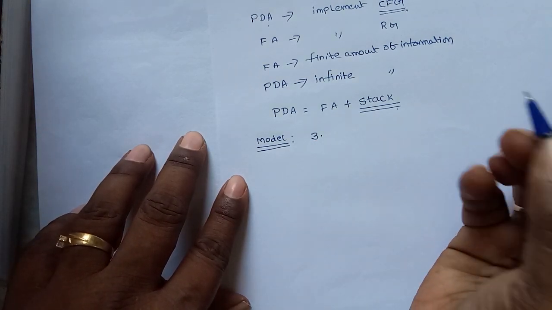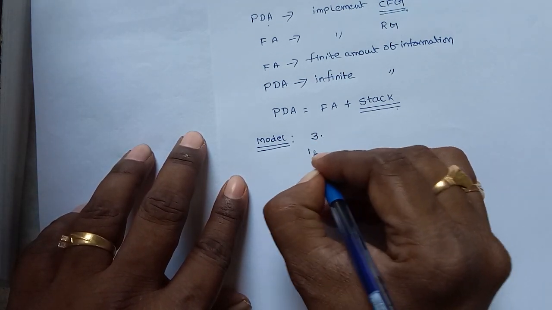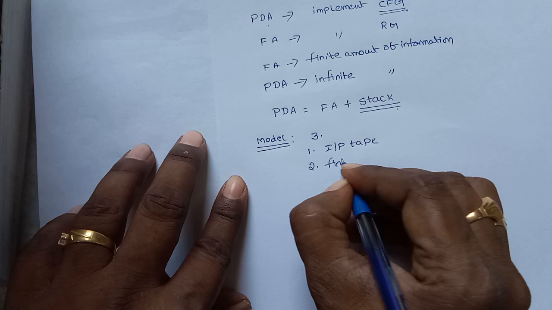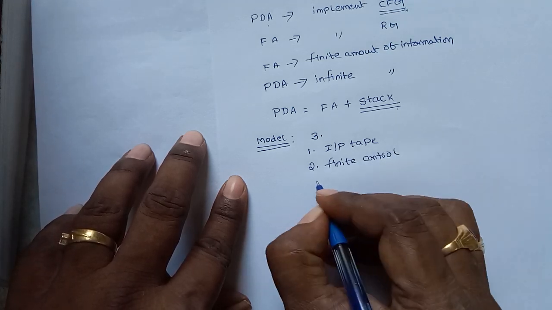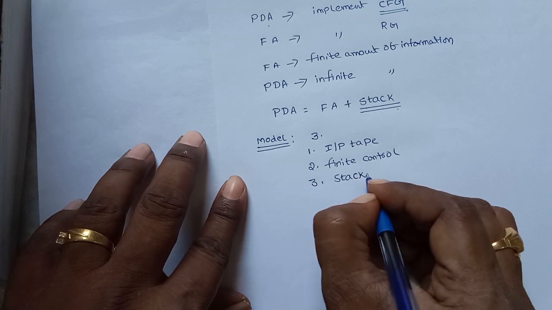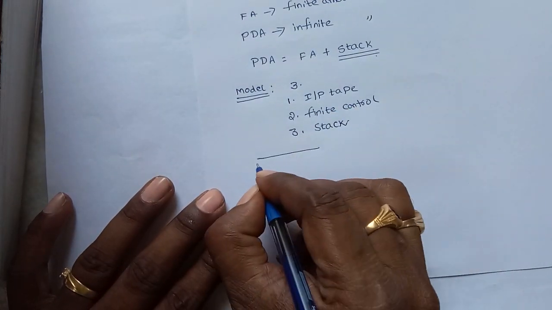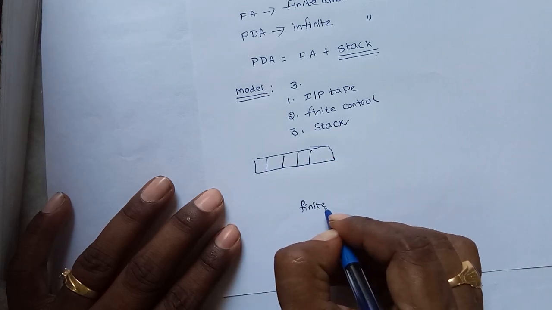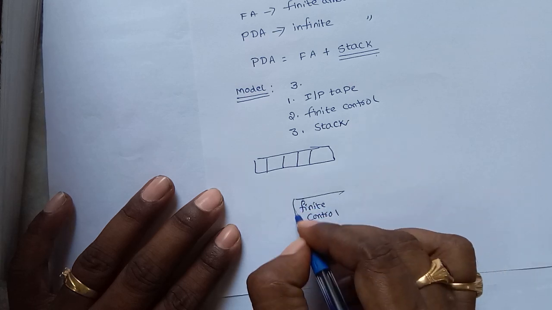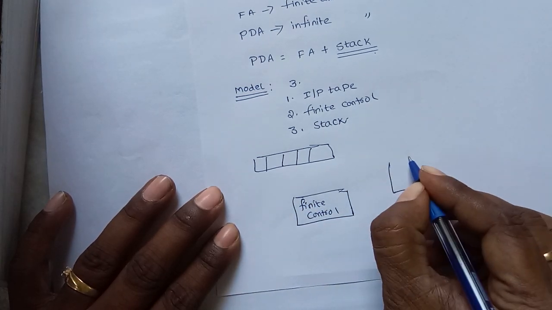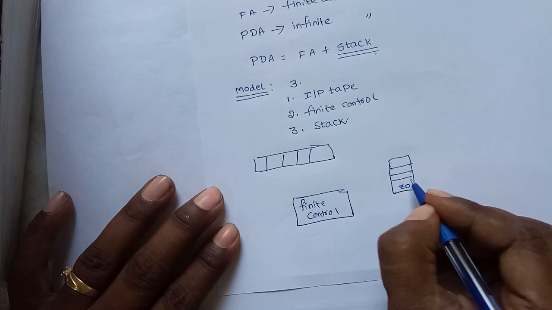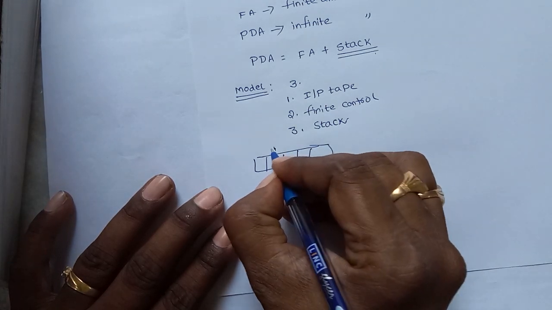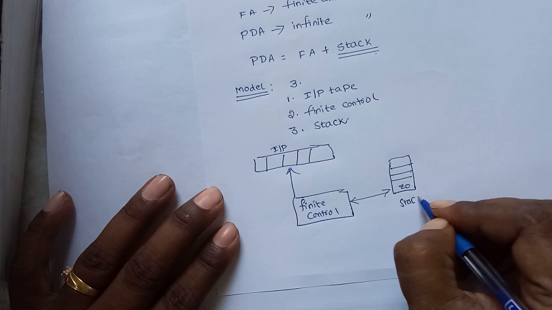Push down automata mainly contains three components. One is input tape. Second one is a finite control. Third one is stack. That is, this is the input tape, this is the stack, and this is the finite control.